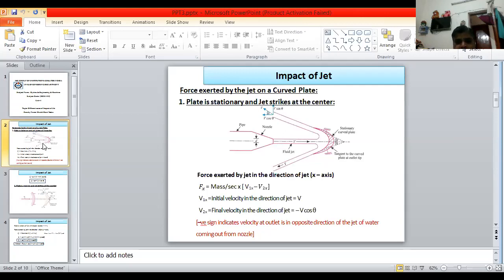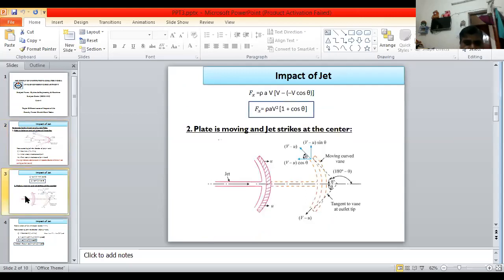Here v we resolve into components, one vertical, one horizontal, that means v sin theta and v cos theta. Here negative sign is due to opposite direction of the jet, then v2x is equal to final velocity in the direction of jet is equal to minus v cos theta. Now Fx is equal to rho a v in bracket v minus v cos theta. That means Fx is equal to rho a v square into 1 plus cos theta.